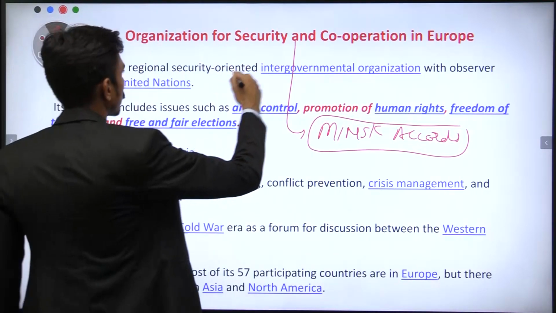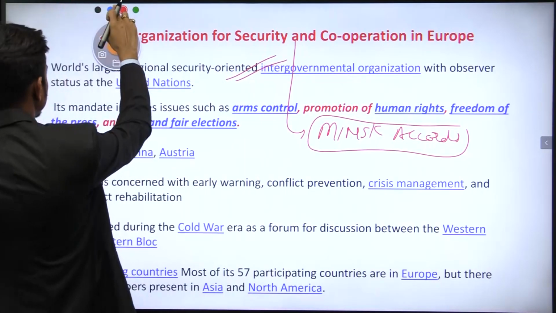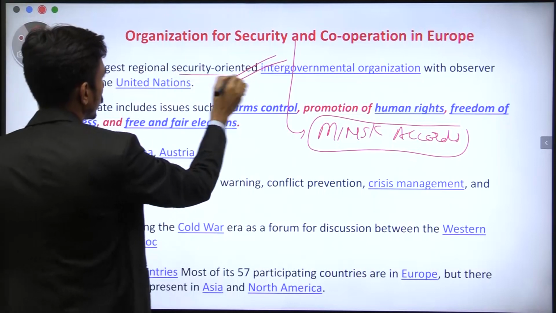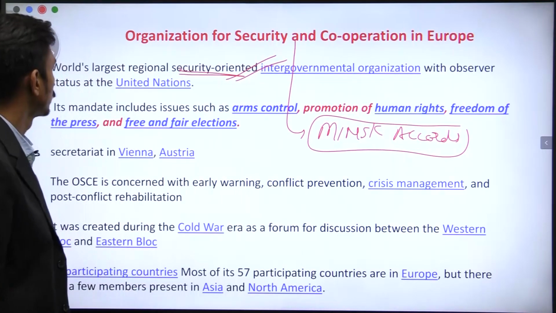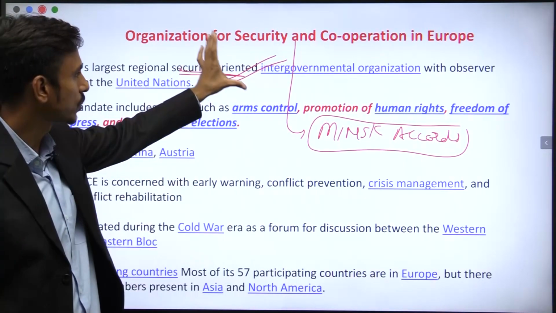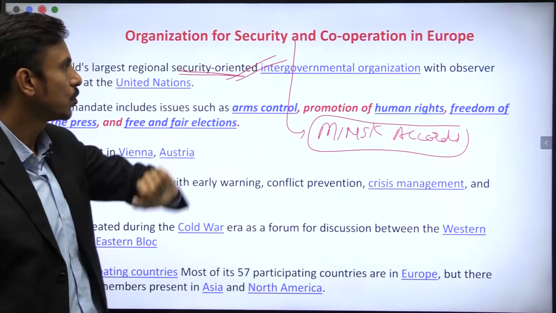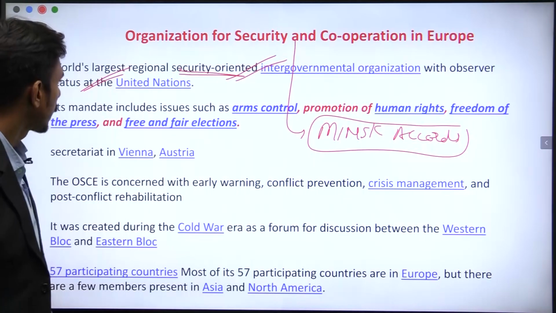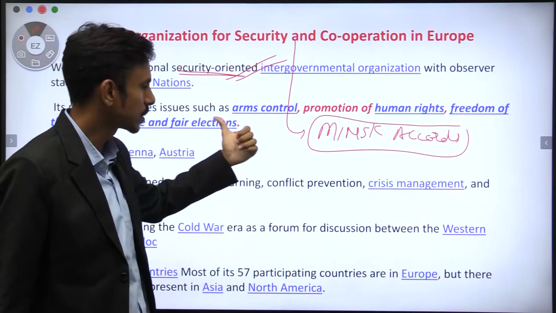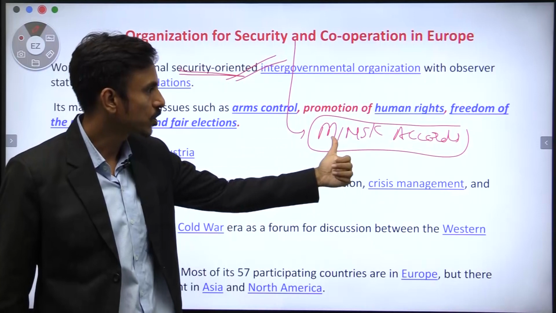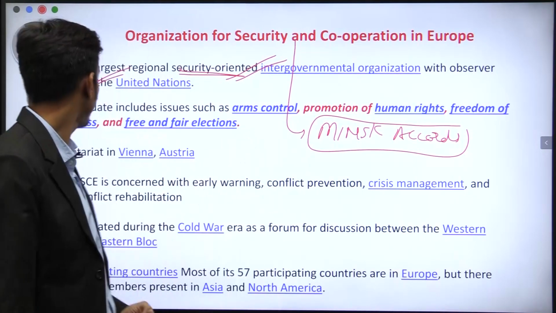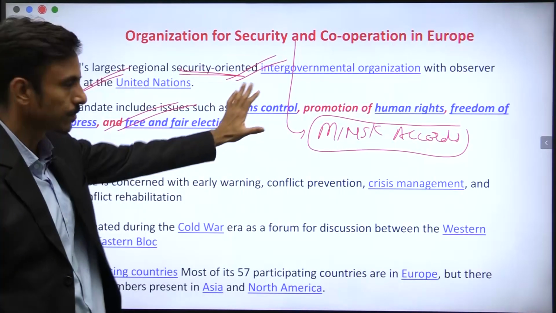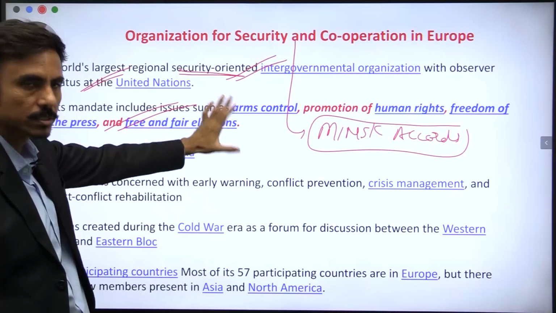Now guys, this is an intergovernmental organization, and it is the world's largest regional security-oriented organization, right? It has observer status at the United Nations, and it mandates issues such as arms control, promotion of human rights, freedom of the press, and free and fair elections, right? So these are its important thrust areas.